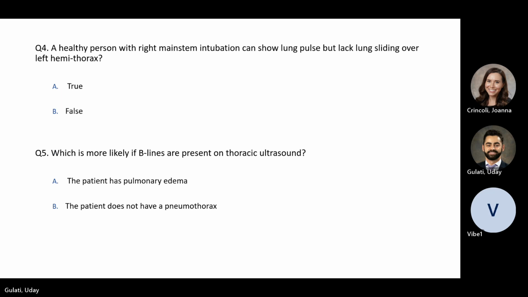Number 4, true or false? Yep, absolutely. Any questions about that? No, I think we harped that point over. What's more likely if B lines are present on thoracic ultrasound? You guys are superstars now.